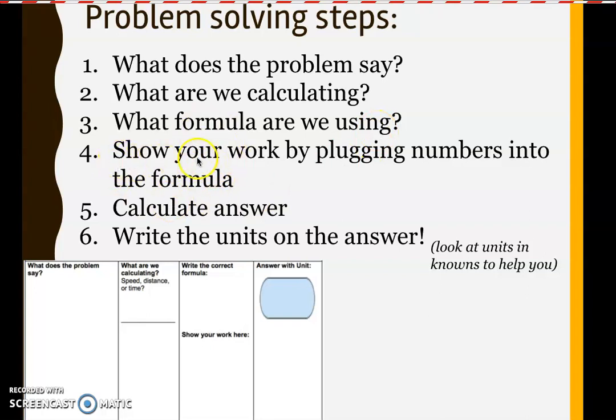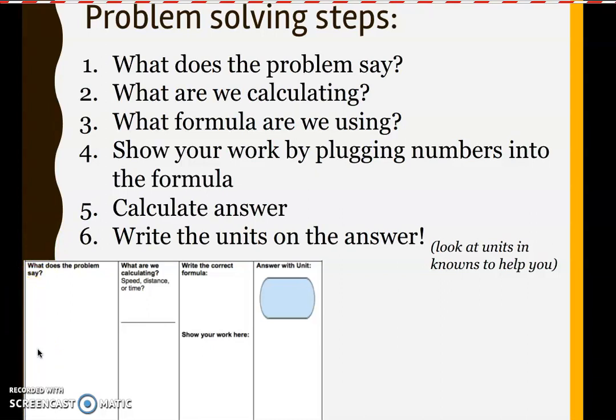And then we're going to actually show our work. And this step is really important because it allows your teacher to notice, or another classmate, or you in the future, to notice what you're doing. And if you make a small mistake while you're doing the calculation, and I can see your small mistake, I can still give you credit because I can tell you know how to do it. You just maybe switched the two numbers around or something. Then we calculate our answer and write our units on the answer. And we're going to be using this little graphic organizer on our problem sets to help you organize your work and keep track of what you are doing.